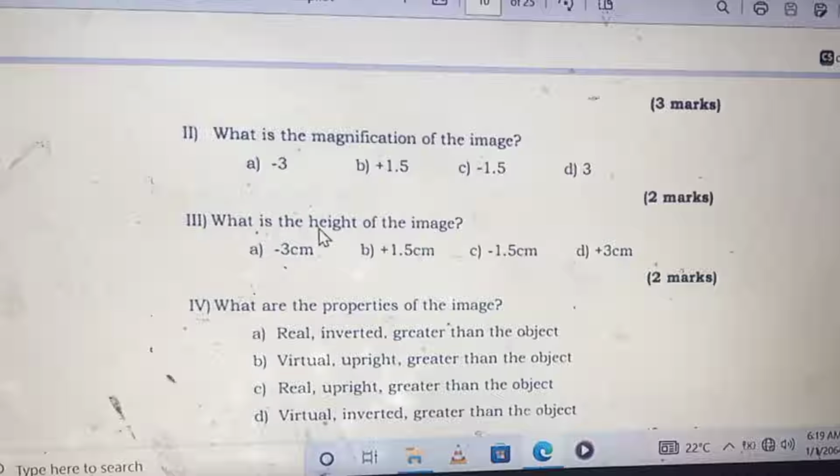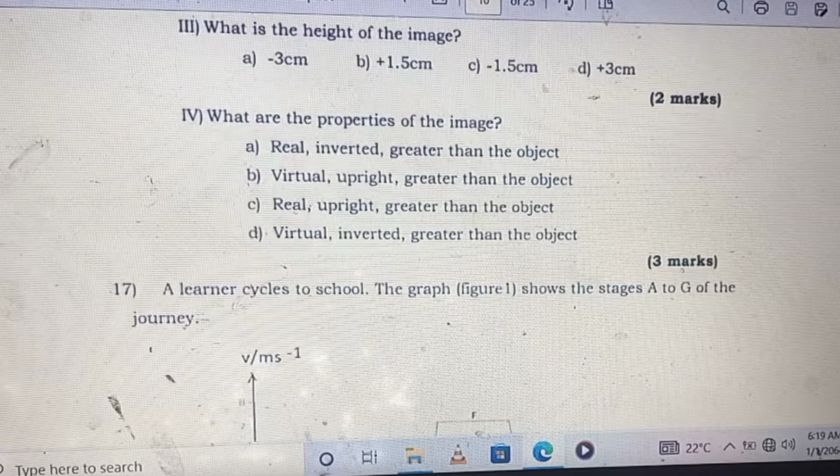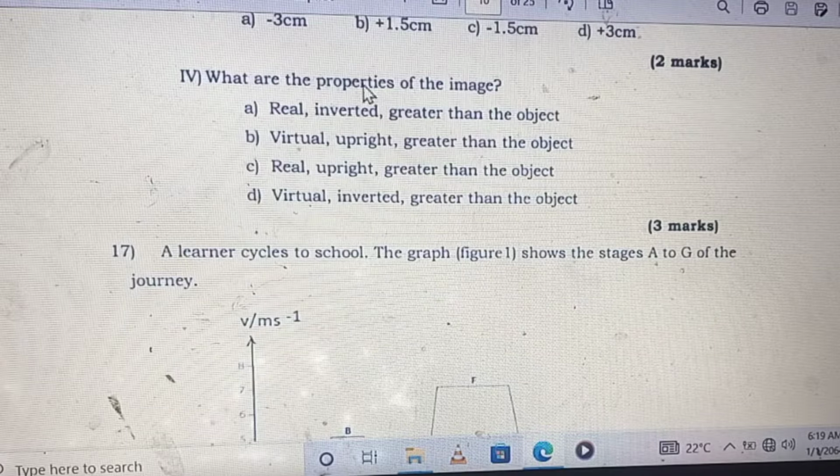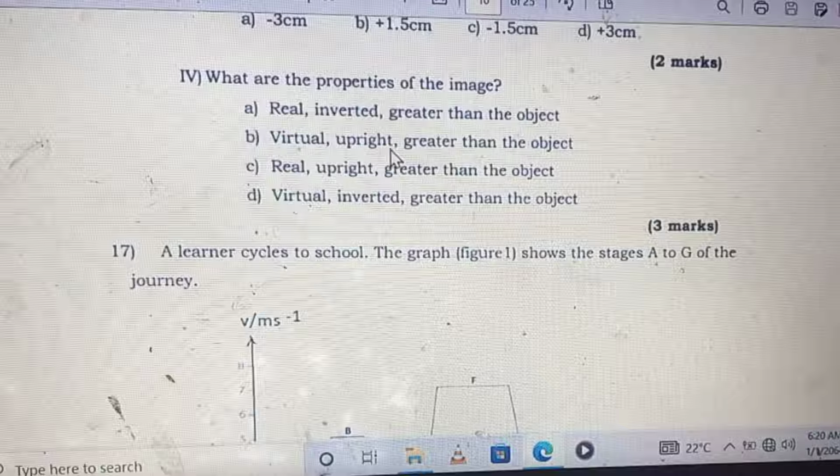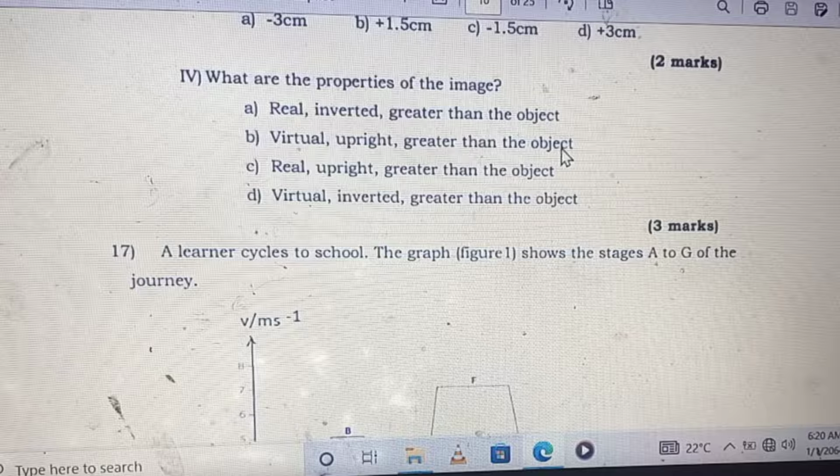I3. What is the height of the image? The correct answer is letter B, 1.5 centimeter. IV. What are the properties of the image? The correct option is letter B, virtual, upright, greater than the object.